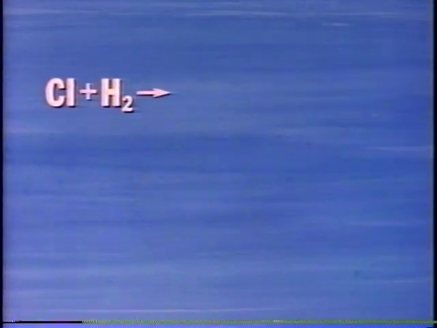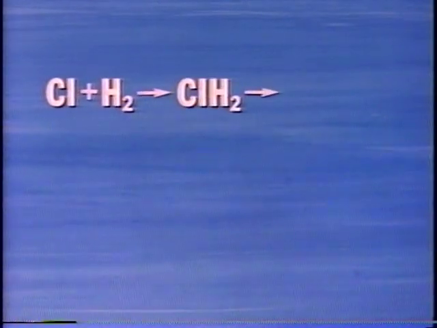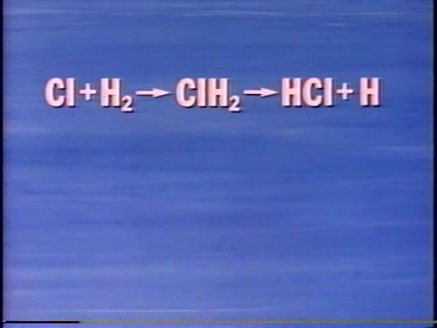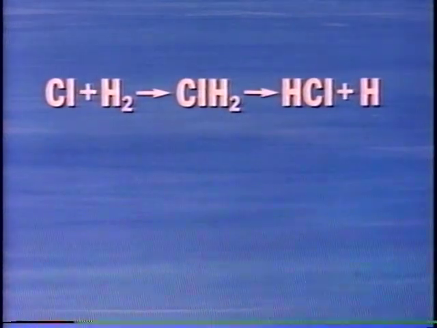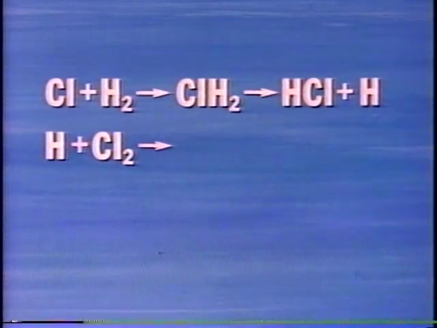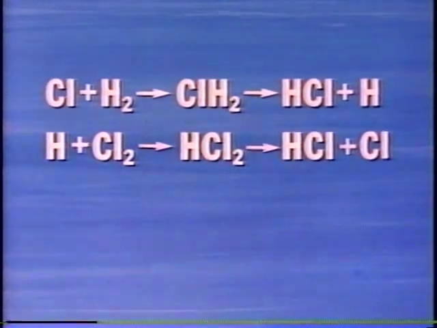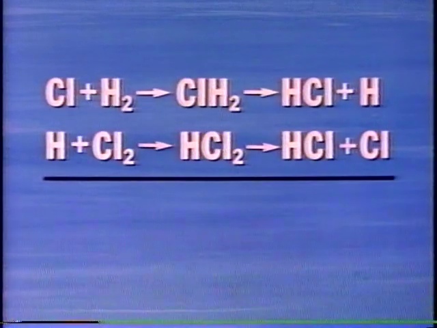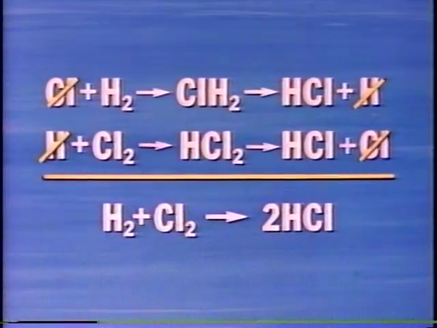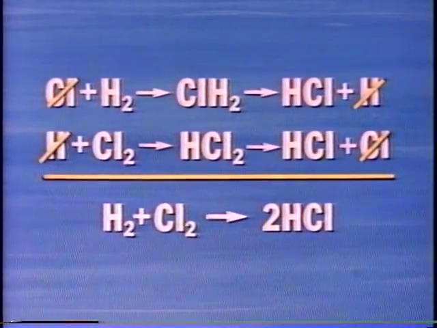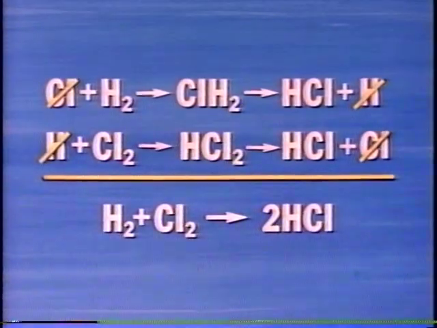Each hydrogen atom can strike a chlorine molecule to produce hydrogen chloride and a chlorine atom. The first step is Cl plus H2 gives ClH2, which gives HCl plus H. The second step is H plus Cl2 gives HCl2, which gives HCl plus Cl. The net reaction is the sum of the two steps: H2 plus Cl2 gives 2HCl, with the H atoms and Cl atoms maintaining the chain into millions of repeating two-step processes.